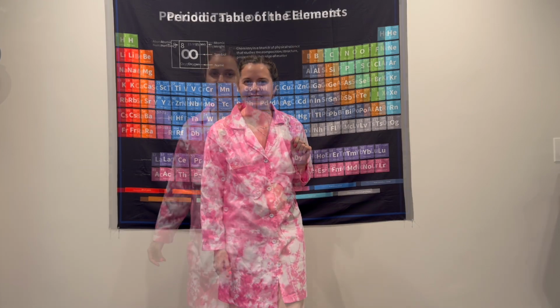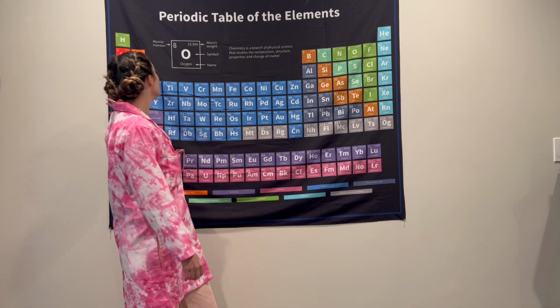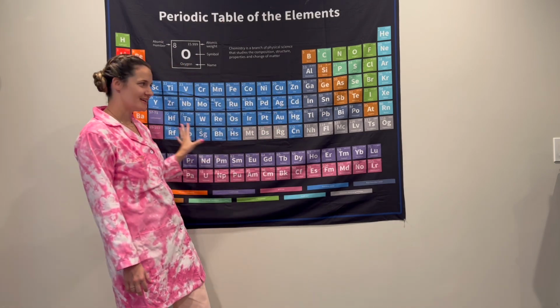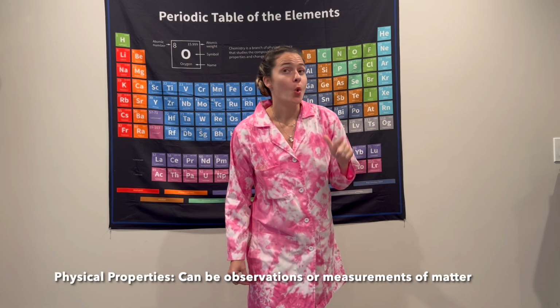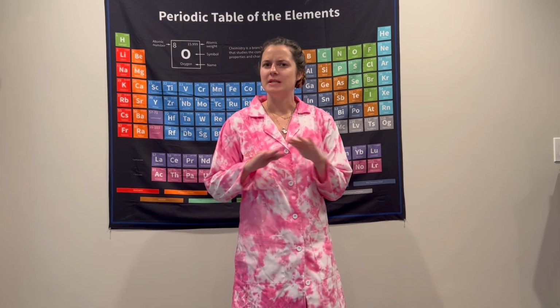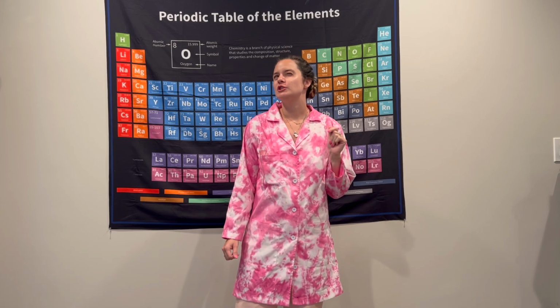Let's get curious. Every single element on the periodic table has what's called physical properties. Physical properties can be observed or measured for that specific identity. So it's not going to change the chemical identity of the substance. It's more like describing the identity of the substance.